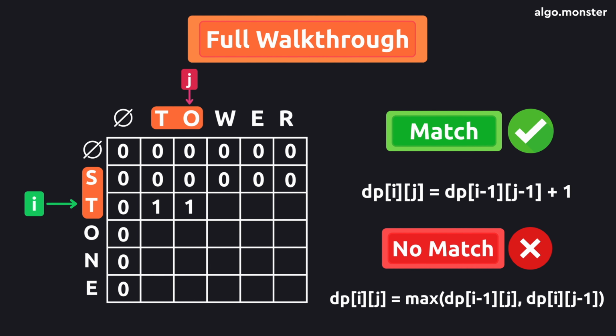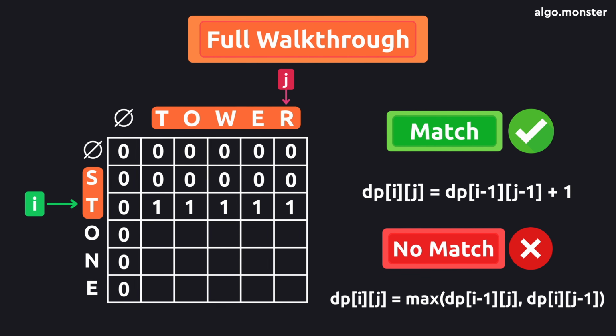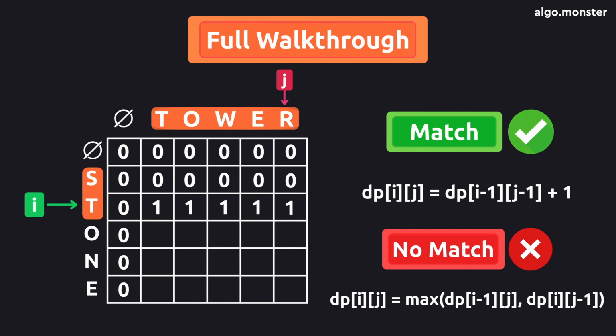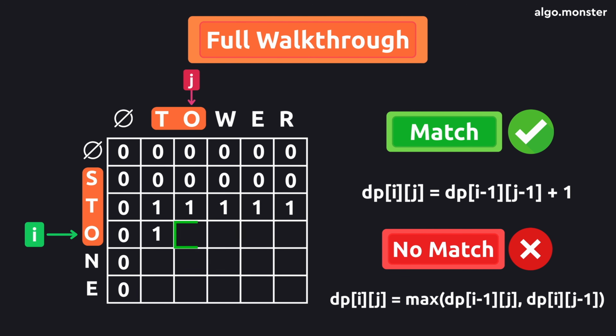Then we keep moving forward. For a while, the characters don't match, so the second formula keeps copying the best value we found so far. Then we reach the cell where we compare two O letters. They match, so the first formula applies again. We take 1 from the diagonal and add 1, and we get 2.